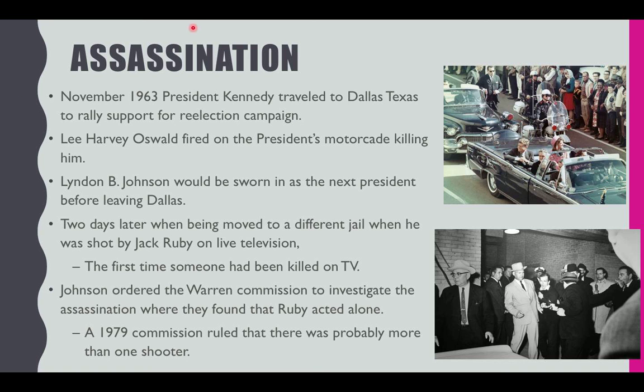In Dallas, he's going to be seen in this famous picture riding in the convertible in a parade, waving at people, really just trying to get his face out there for the reelection. Lee Harvey Oswald is going to fire on the president's motorcade from a building on the route of the motorcade. And that's going to end up killing the president.